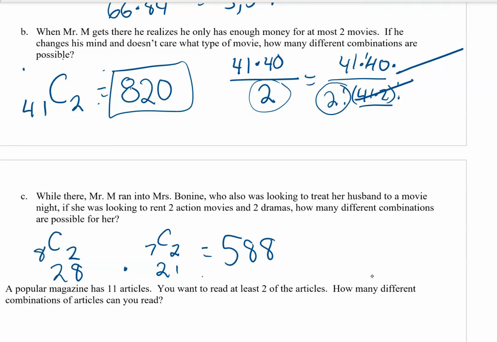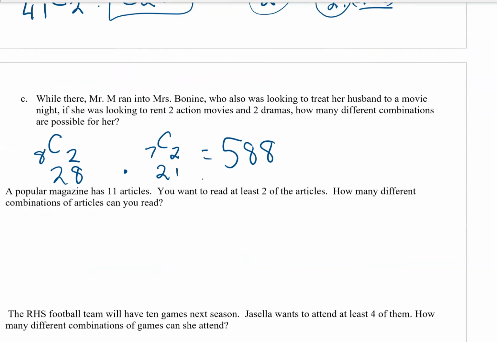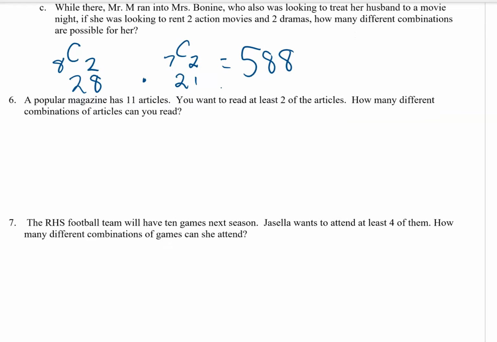Next, number 6. A popular magazine has 11 articles. You want to read at least 2 of the articles. How many different combinations of articles can you read? Well, if you want to read at least 2, and there are a total of 11, you could read 2, 3, 4, 5, 6 of them, 7, 8, 9, 10, or all 11 of them. So each of these has its own possible combination.